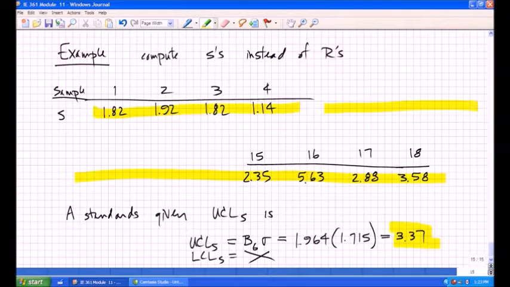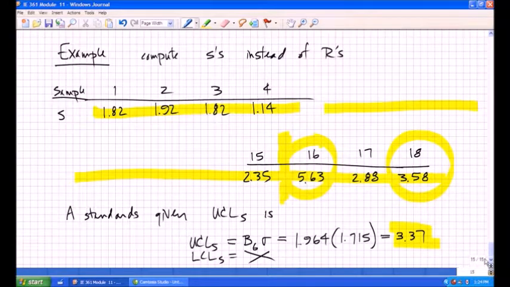so I didn't write them all out, but if I had written them all out and applied the 3.37 to all of those S's, what I find is up through sample 15, nobody plots outside of control limits. However, sample 16 has a standard deviation that exceeds that upper control limit for S values, and as a matter of fact, so does sample 18.